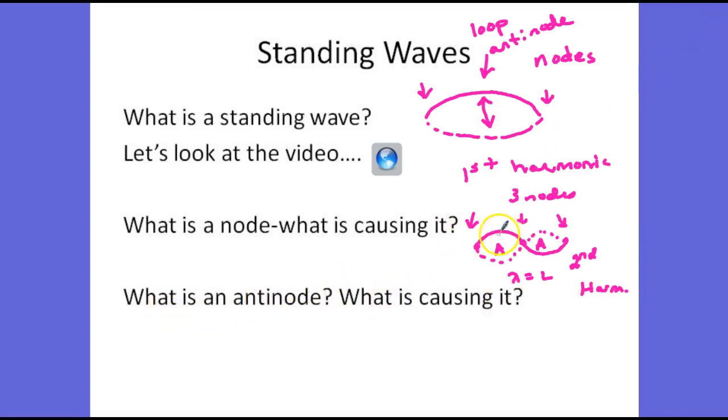Antinodes happen when you have alternating constructive and destructive interference. Nodes happen where you constantly have destructive interference of the incident wave and the reflected wave.